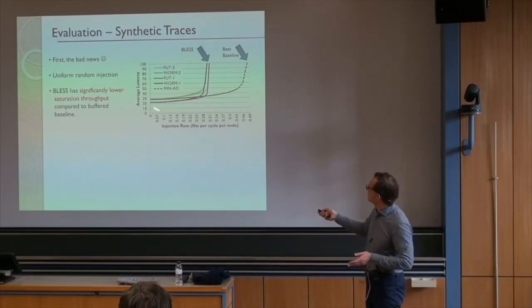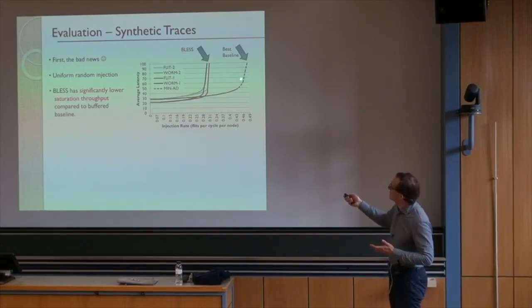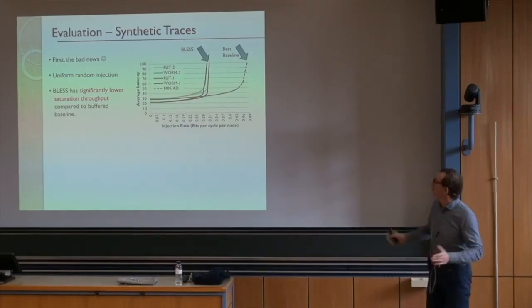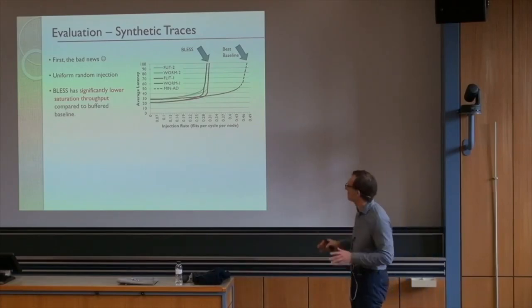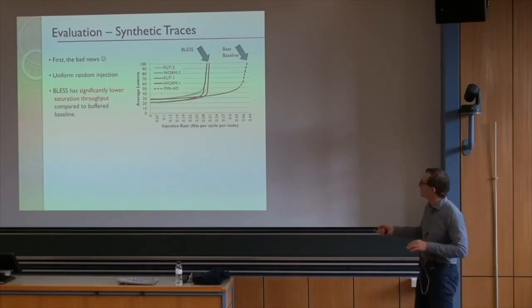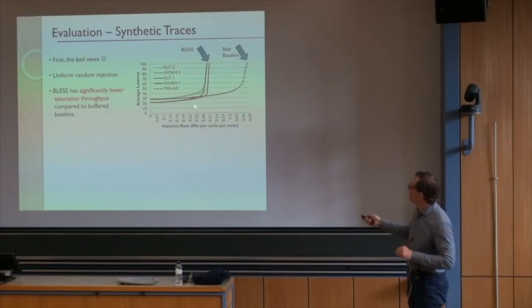So this is uniform random injection, and this is injection rate in terms of flits per cycle per node. And as you see over here, this is the best baseline. It has ample buffering. It's minimal adaptive routing. It doesn't do non-minimal adaptive routing because we don't want to solve the livelock issues over there. But minimal adaptive is doable. And as you can see, it's far beyond any other network over here.